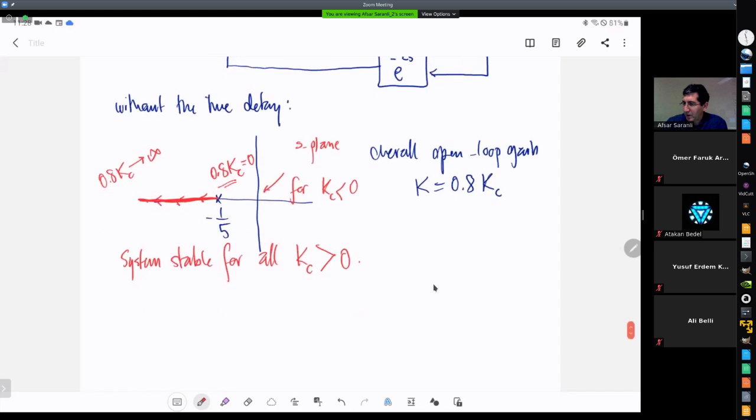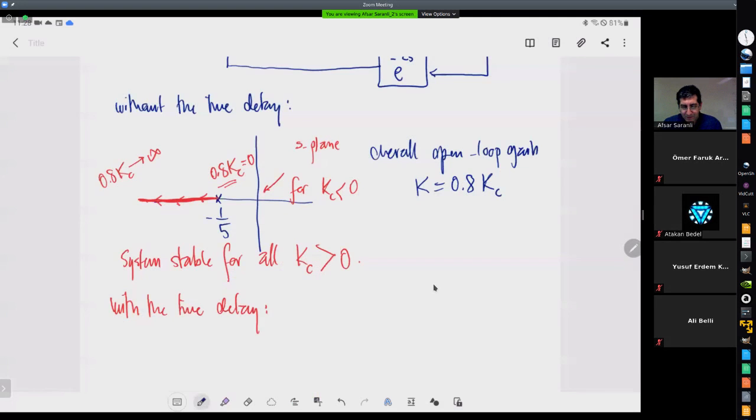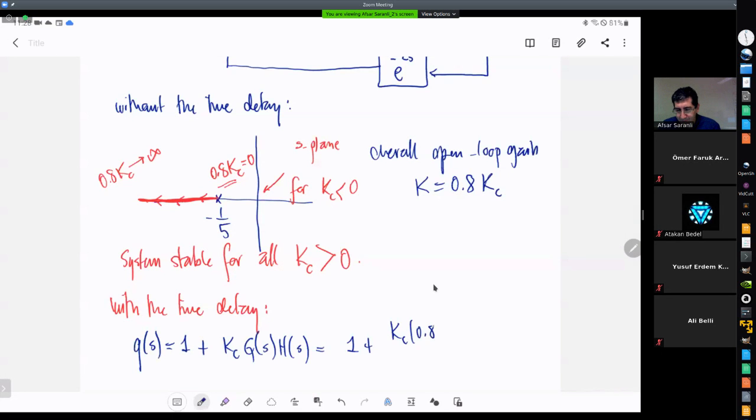All right, so with the time delay, we will have a different open loop transfer function. Our characteristic equation will become 1 plus Kc times G of S, H of S. So that's going to be equal to 1 plus Kc times 0.8 e to the minus 2s, from the time delay, over 1 plus 5s.